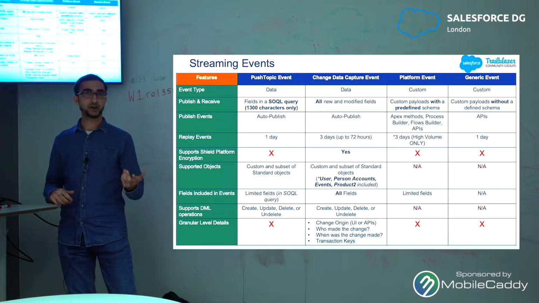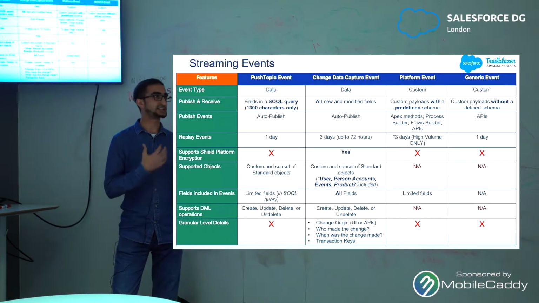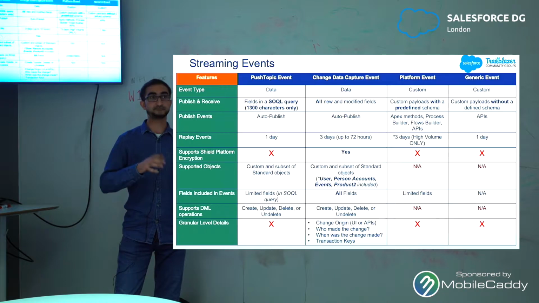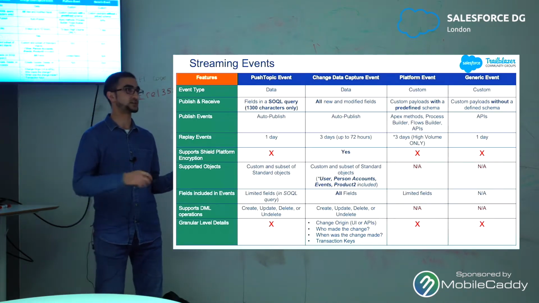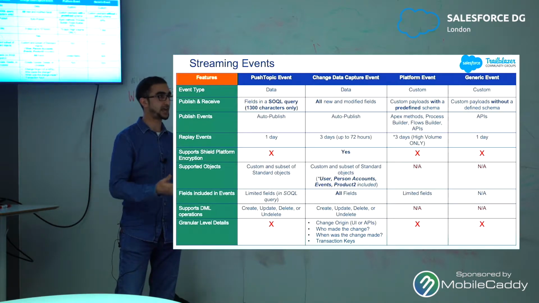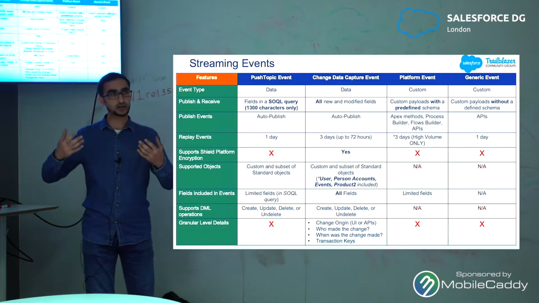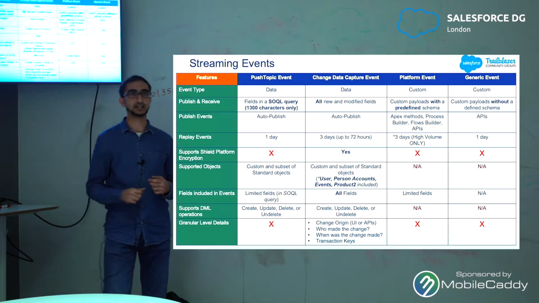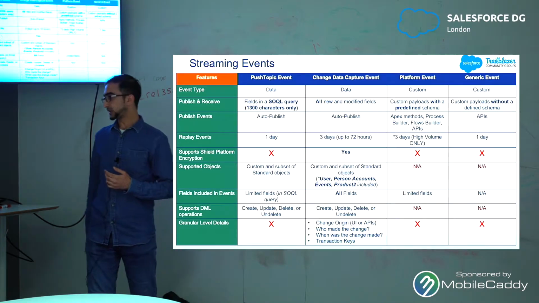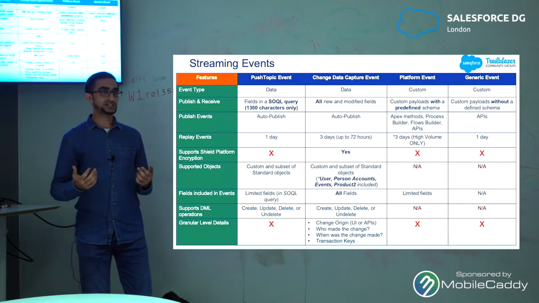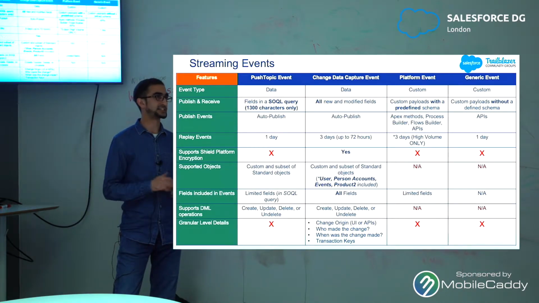Next we have the platform event, which is a custom payload, but defined in a predefined manner in Salesforce, kind of like a custom object. You define your object name, you define the fields you want to build the custom payload for, and that's it. So basically you have to have something in a predefined schema in Salesforce. And last but not least, you have generic events, which are purely custom payload, and there's no dependency on any kind of schema in Salesforce.